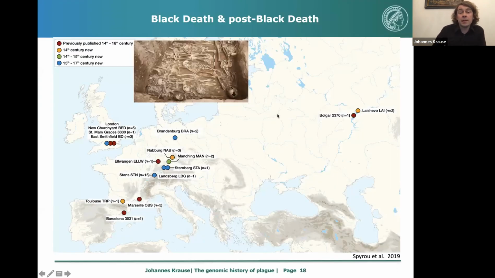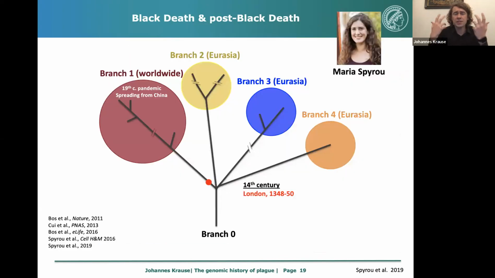This was mostly done by Matthias Spirou in my lab. She collected a lot of samples from the post-Black Death era to see how they fit in the phylogeny. Maria was particularly interested in what happened after the Black Death. So the Black Death, a 5-year big pandemic, half of Europeans die. But then there are about 7,000 plague outbreaks in the next 350, 400 years until the 18th century, when plague disappears from Europe for good.